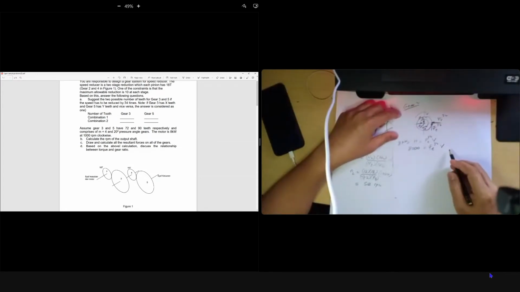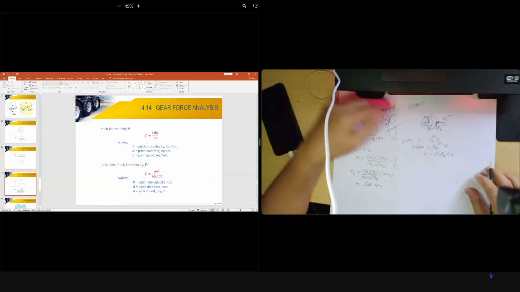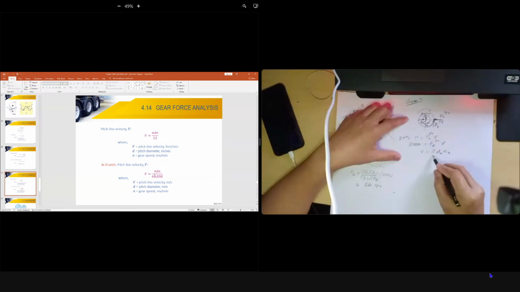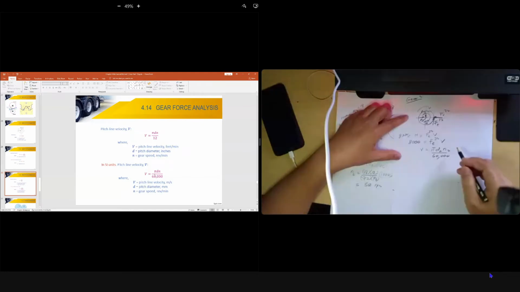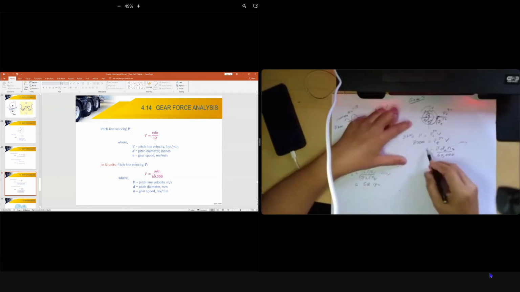What's your V? We need to find FT, but we need to know V first. If you look at the notes, for metric, V is pi dn over 60,000. Since this is gear 2, it's pi times diameter 2 times n2, where n2 is the speed of gear 2, already given as 1000 RPM, over 60,000. So we can get our V. But to get V, we must know the diameter of gear 2.